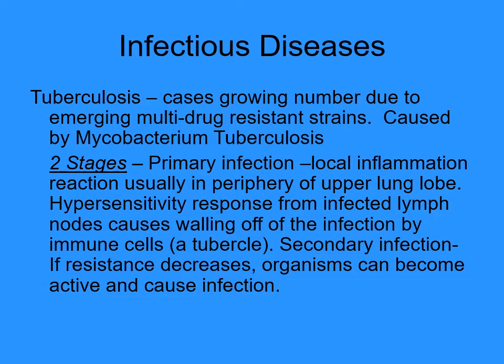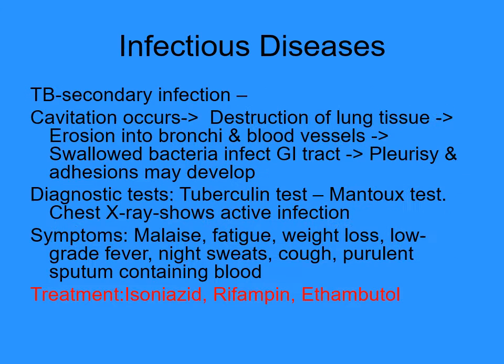Hypersensitivity response from infected lymph nodes causes a walling off of the infection by the immune cells. This is called a tubercle. Now, the secondary infection: if resistance decreases, organisms can become active and cause infection. And that's when cavitation occurs, destruction of lung tissue, and then you get erosion into the bronchi and blood vessels, swallowed bacteria infect the GI tract, pleurisy, inflammation of the pleural membranes, and adhesions may develop.